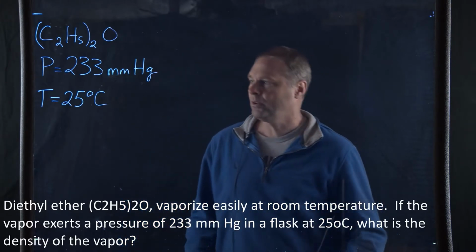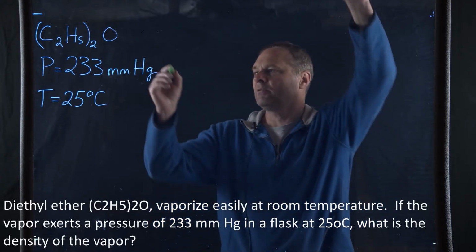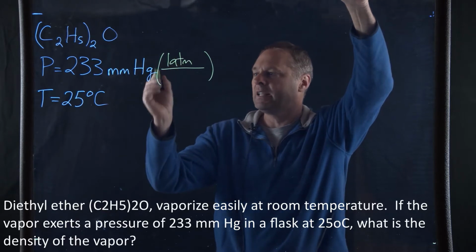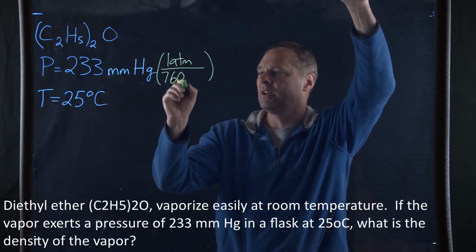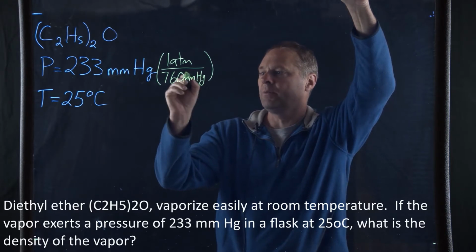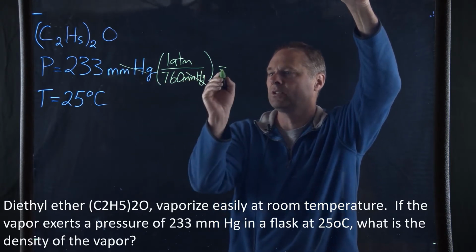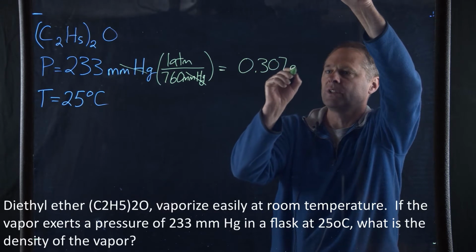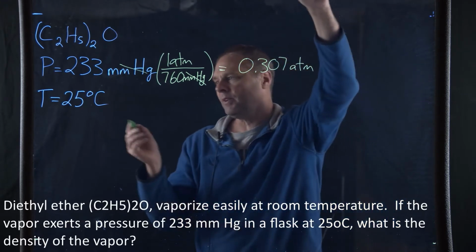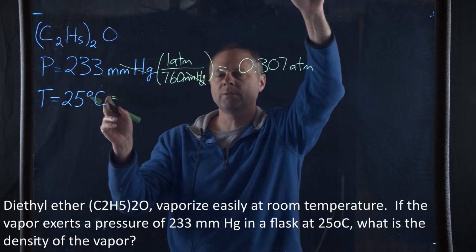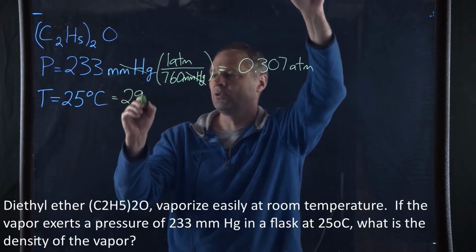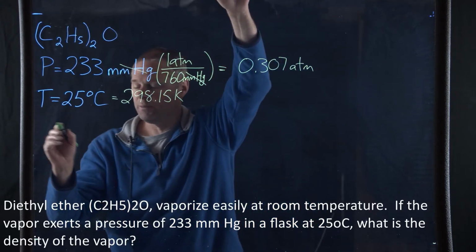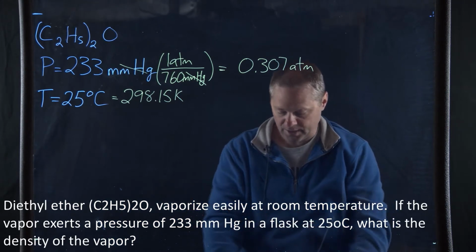Now, a couple things we have to do here is some conversions. We can convert this into atmospheres, since 1 atmosphere is equal to 760 millimeters of mercury. So millimeters of mercury will cancel, and we're left in units of atmospheres, which gives us 0.307 atmospheres. Likewise, for the temperature, we've seen this before, we add 273.15, so this gives us 298.15 Kelvin. And as I mentioned, we're going to be working with PV equals nRT.